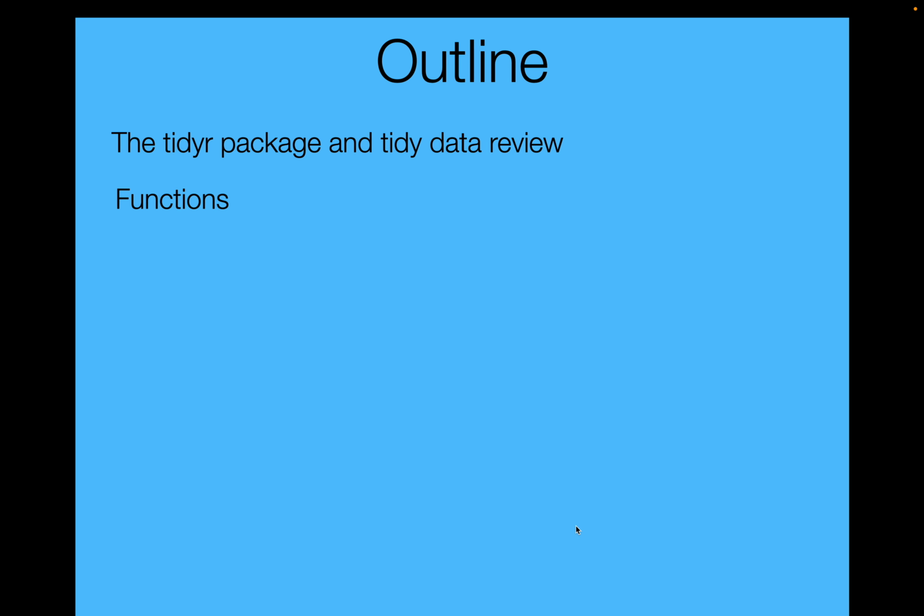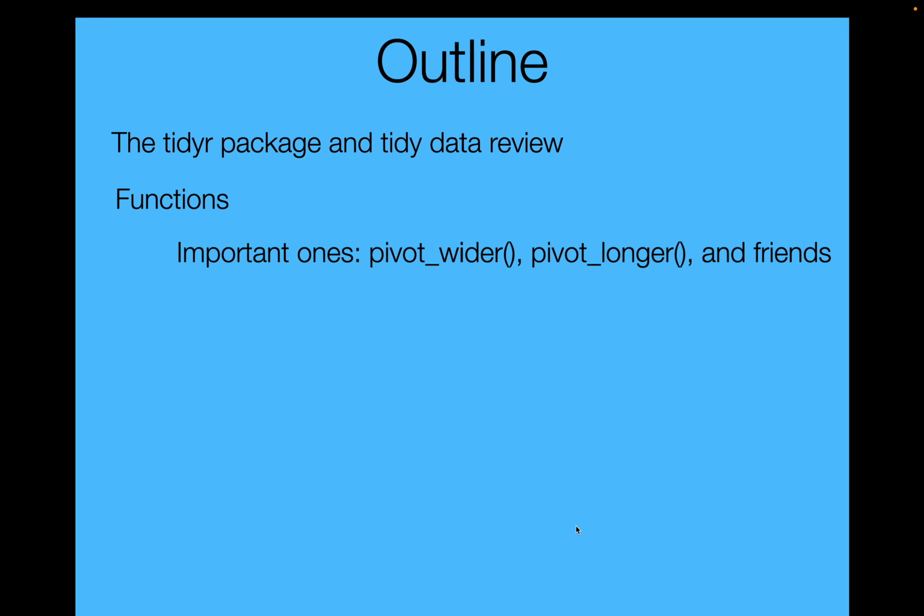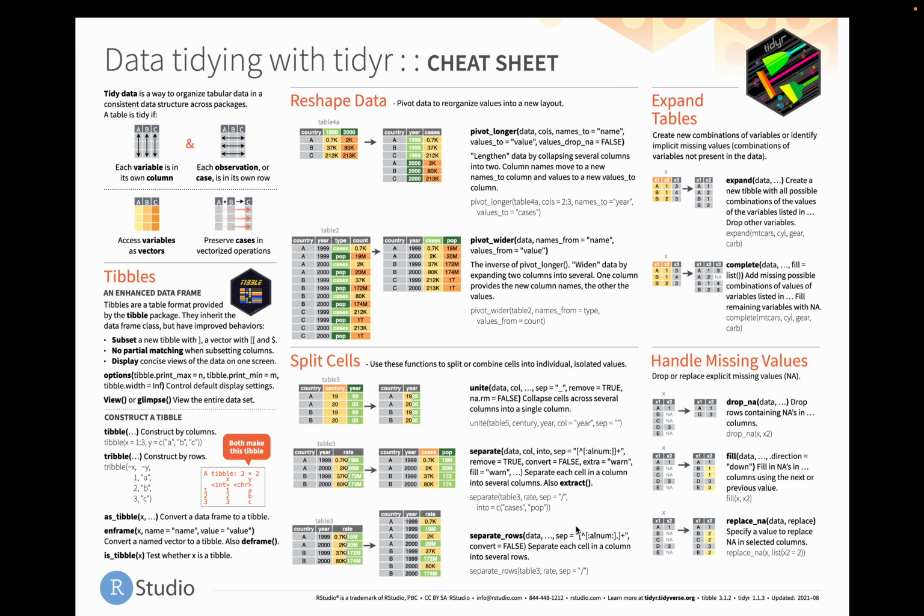So this is a short set of slides, so we should be able to do this, if I can manage not to go on too many tangents. We're going to learn the important functions, pivot wider and pivot longer, and then there are a few other functions that might be of use. We're going to spend most of our time on pivot wider and pivot longer. Again, here's the cheat sheet that you may or may not find helpful.